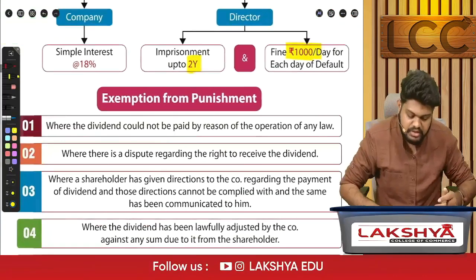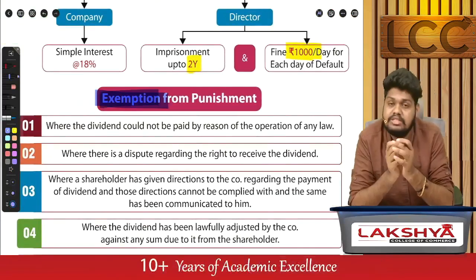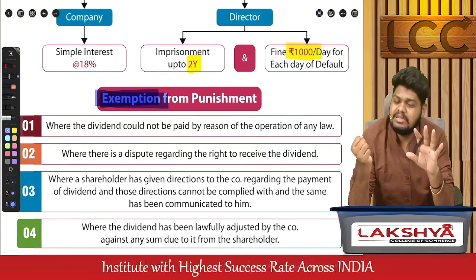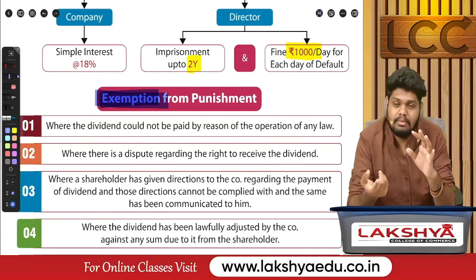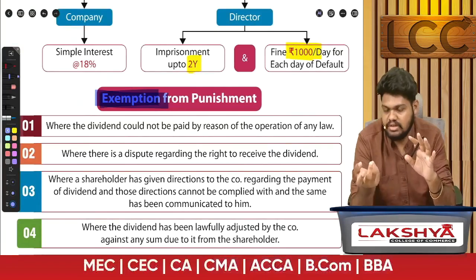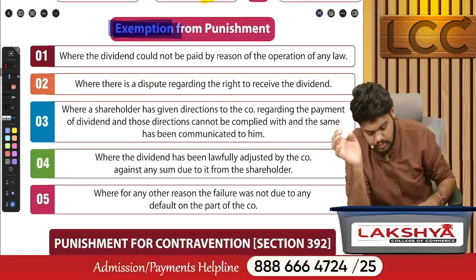But what is more important in section 127 is the exemptions given under this section. What are the exemptions? There are 5 exemptions which state that in 5 different circumstances, even though the company does not distribute the dividend within 30 days, the company is still held not liable. So let me give you the processes here.